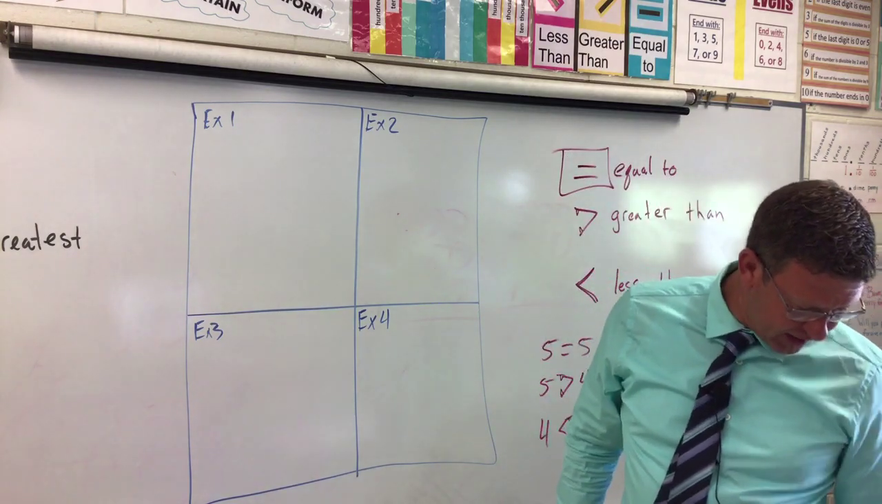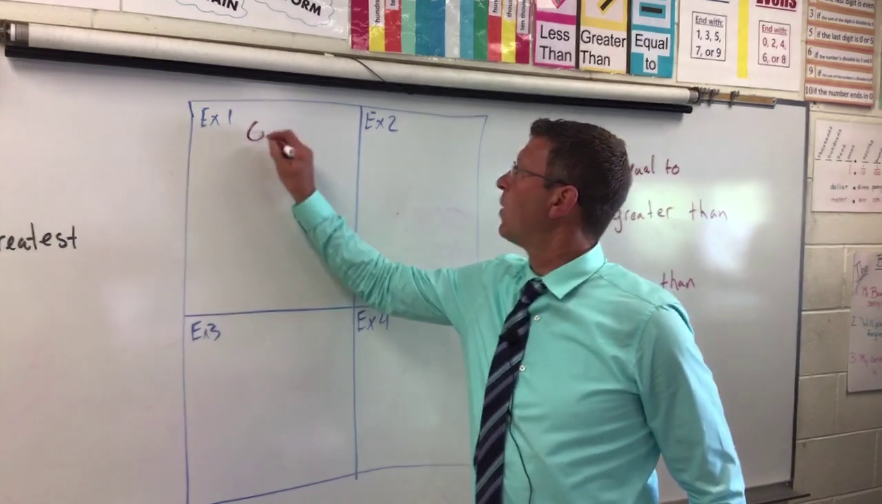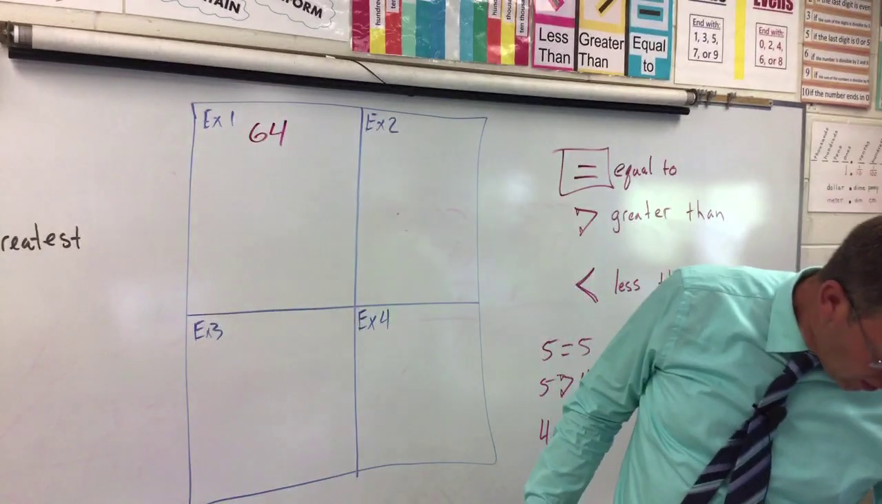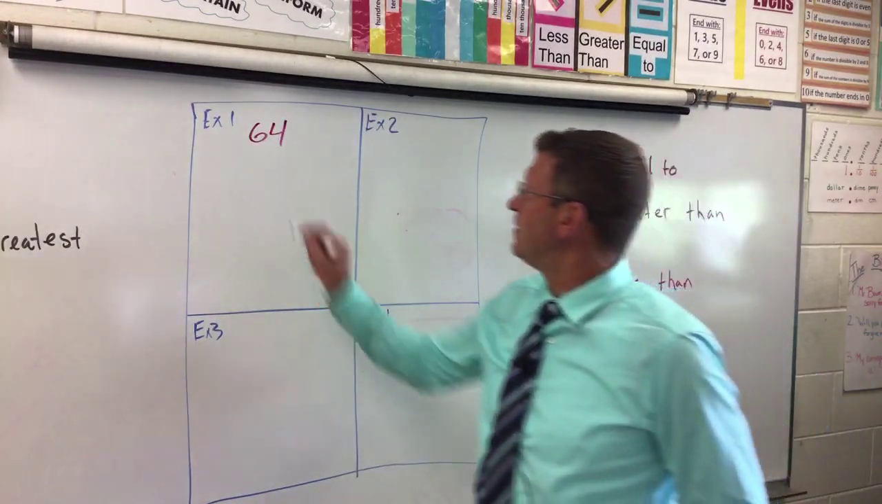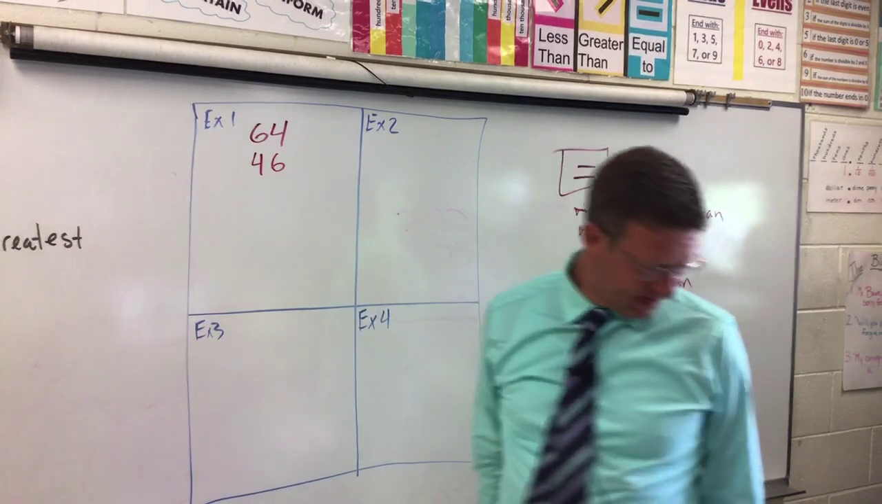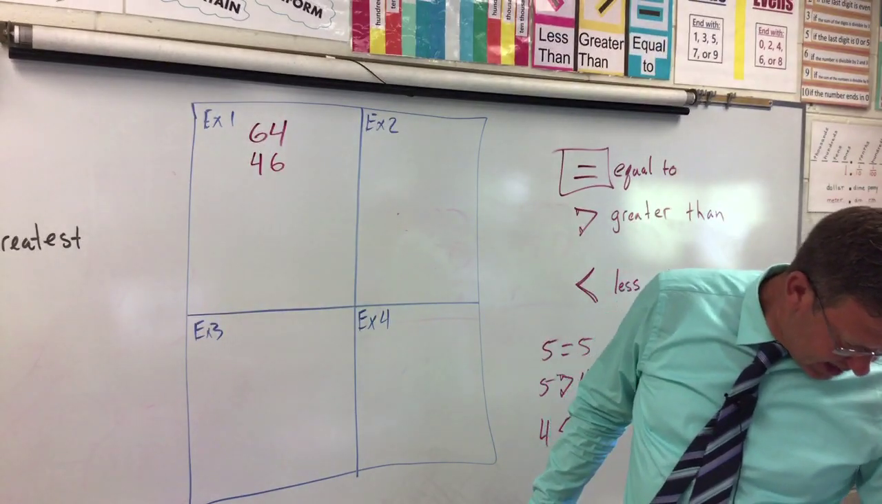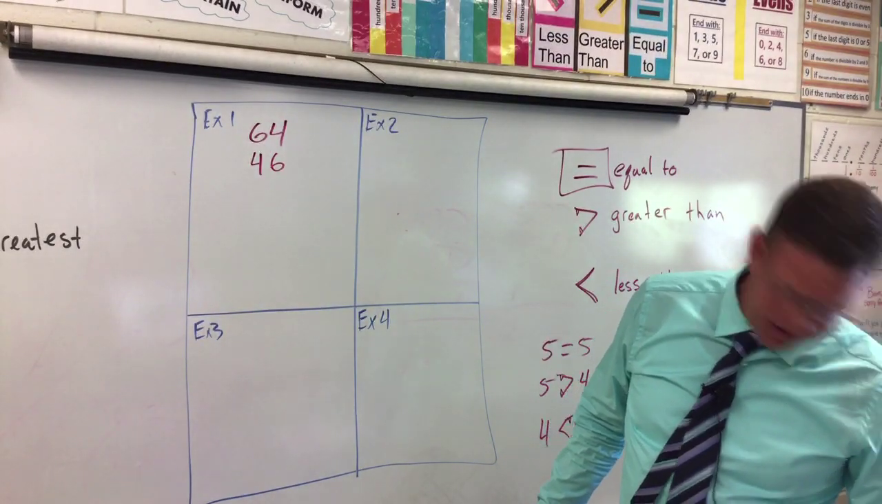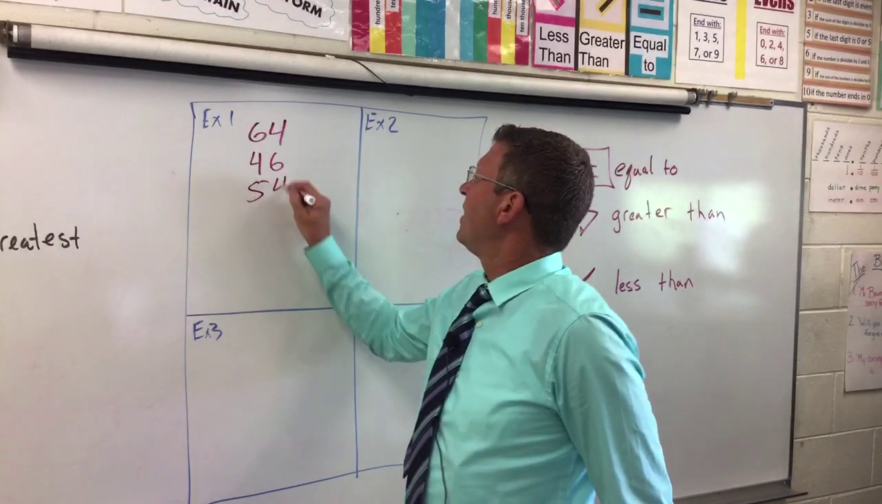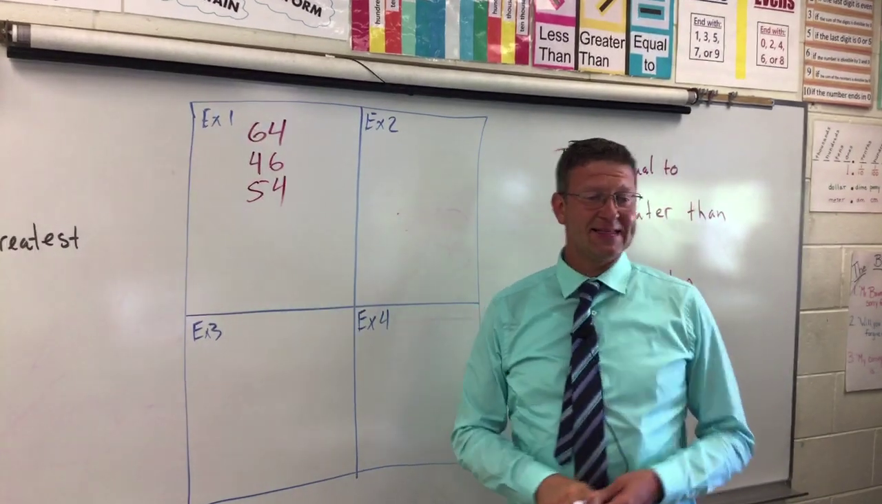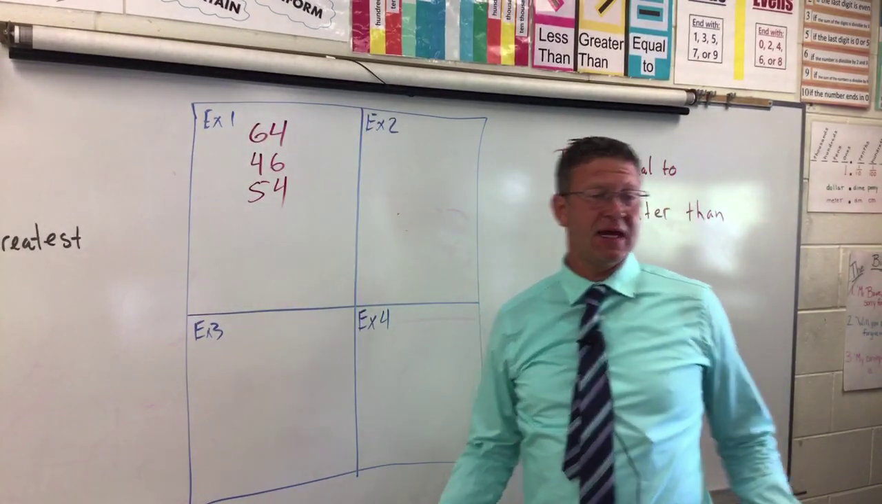Example 1, it says write the number 64. Go ahead and put it in your box. 46. Go ahead and put it in your box. And 54. Now notice I wrote it different than they did. I like to stack mine up because when I stack them up, I can easily look.